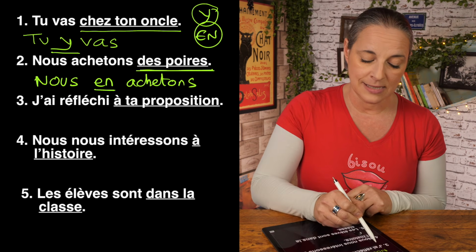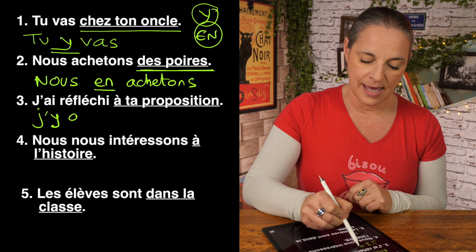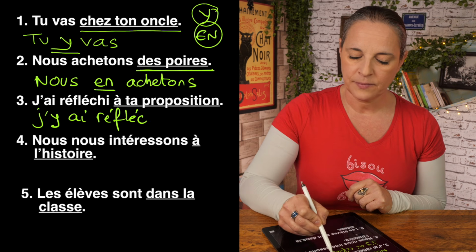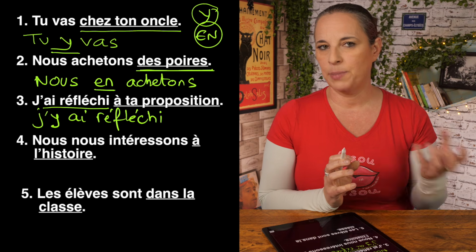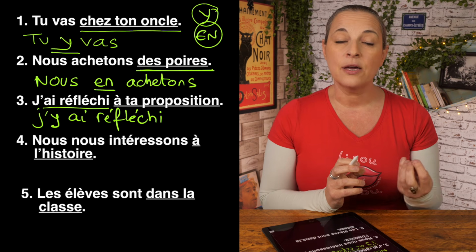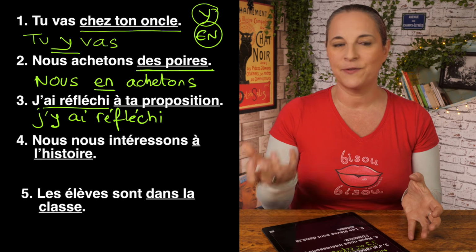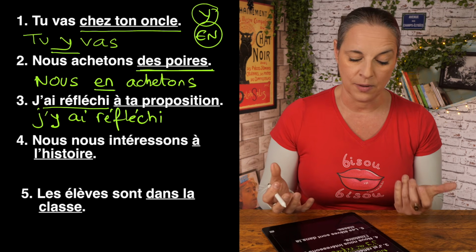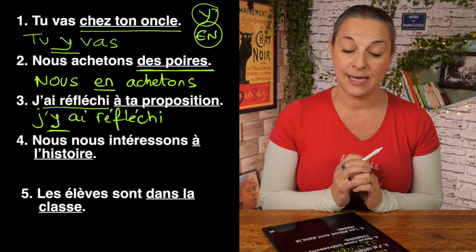So in this case, j'y ai réfléchi. So here it is a composed tense, passé composé. The y comes before all the composed tense, so before avoir and before réfléchi, before the auxiliary and before the past participle. So j'y ai réfléchi, I have thought about it.